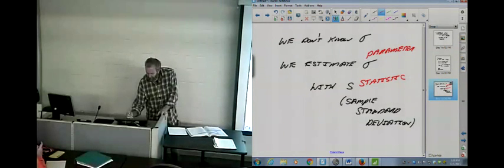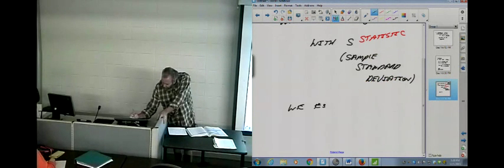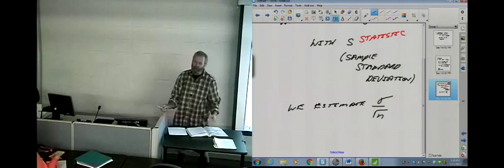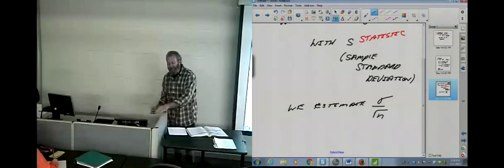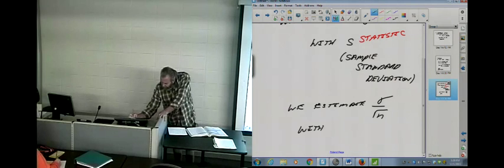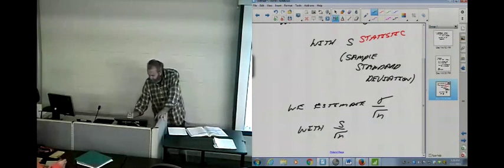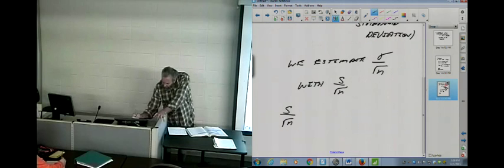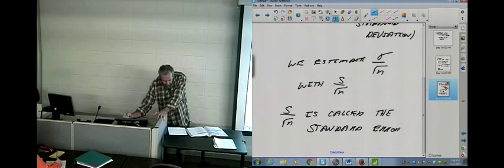Now, if we do that little move, then what we do is we estimate sigma over the square root of n. Remember, that shows up all over the place. When you're looking at the sampling distribution of x bar, that's its standard deviation. We estimate that standard deviation with, okay, throw an s in there. S over the square root of n. S over the square root of n is called the standard error of x bar.